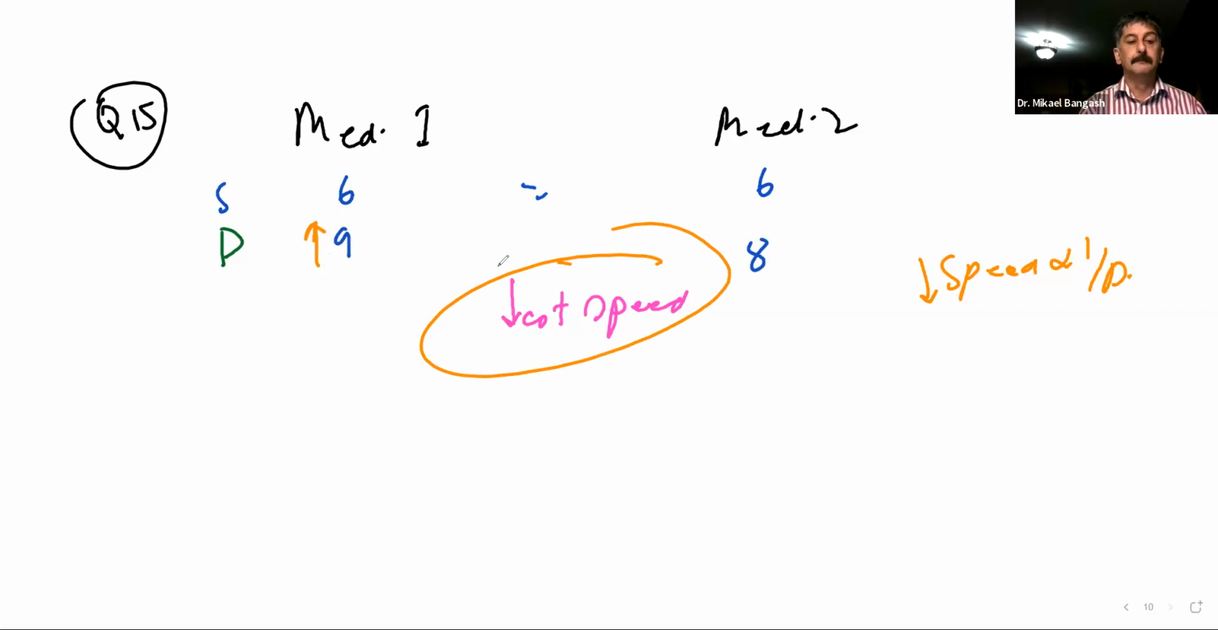Did that make sense? Had they asked you for the greatest speed, and these were the characteristics, then you would look for something with the lower density because the stiffness was the same. So that would have been medium 2. Did you girls get that?